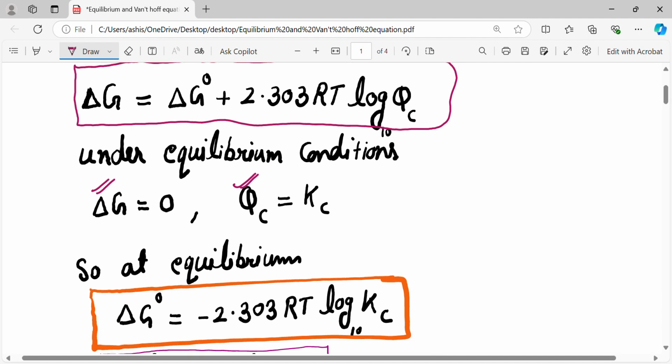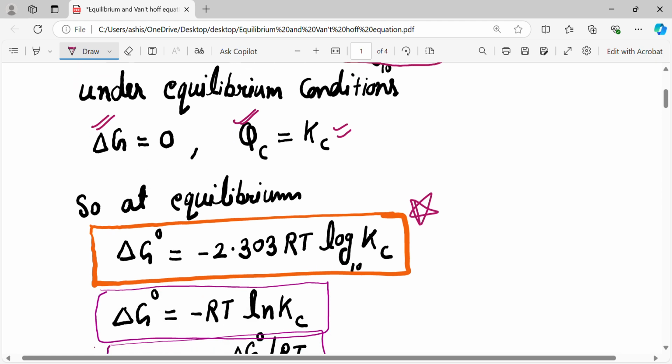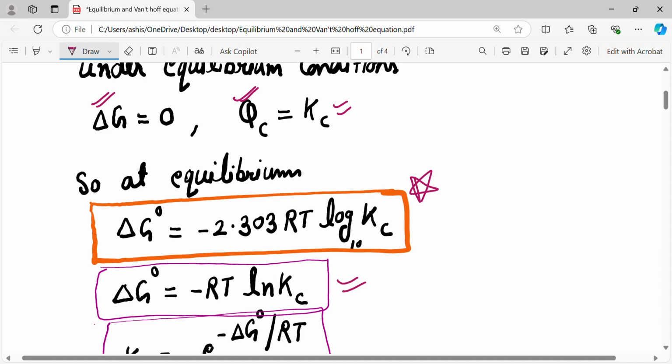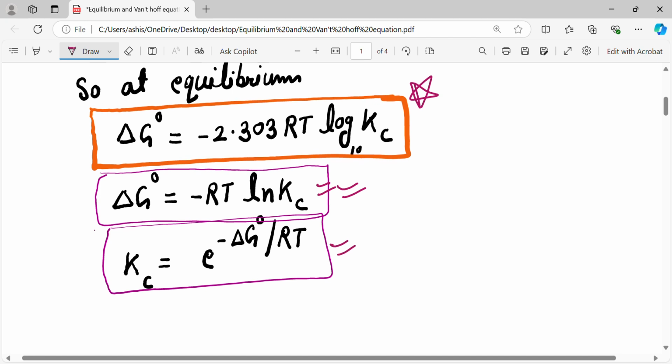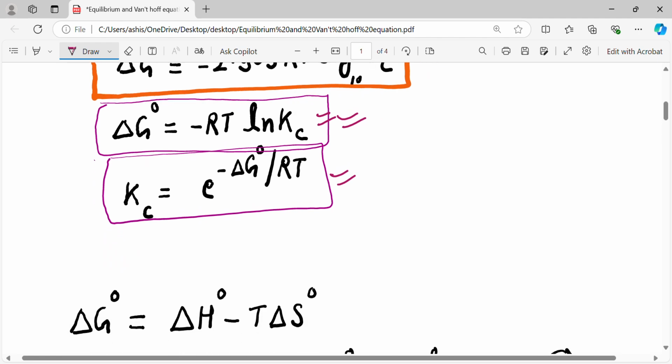When we put these two values in the above equation, we will find the equation delta G naught is equal to minus 2.303 RT log base 10 KC. We can write this equation in another form, in the form of natural log: delta G naught is equal to minus RT ln Kc. Because we are using natural log, we eliminate the 2.303. Another form of this formula is Kc is equal to e to the power minus delta G naught upon RT.